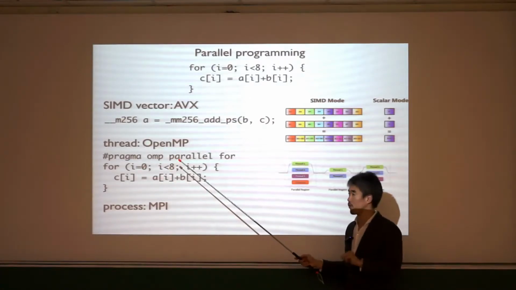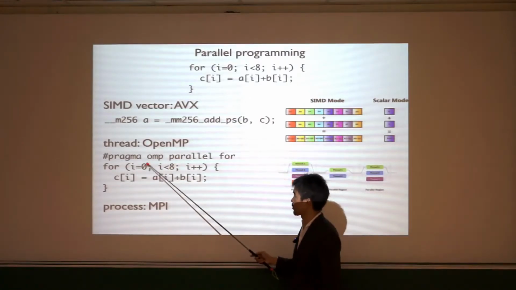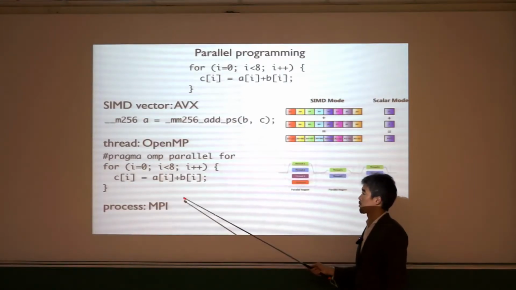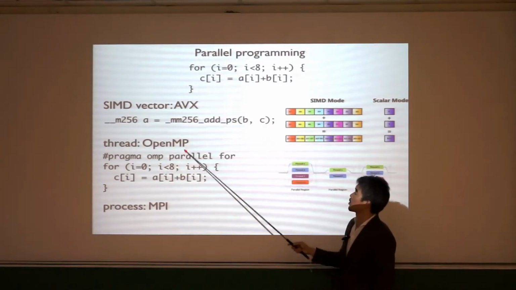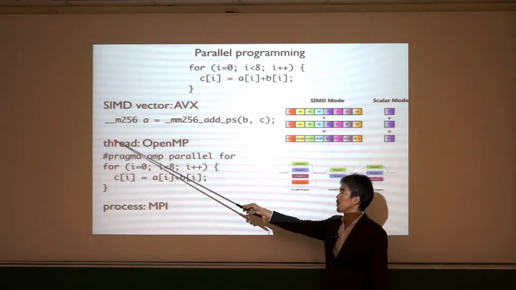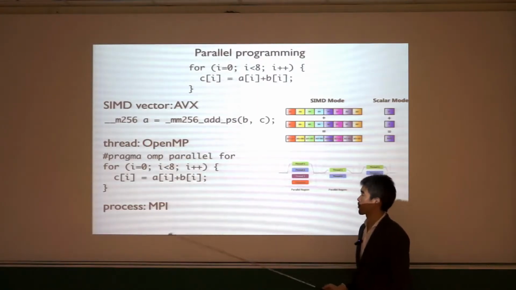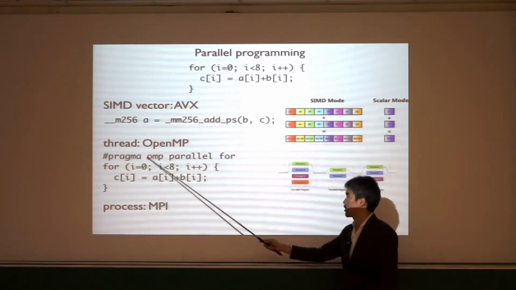If it's a GCC version after 4.3, you can just add the flag -fopenmp without adding anything extra. You do need to add the header file, so in the beginning of your program, you need to add include omp.h. And then you can issue this command.